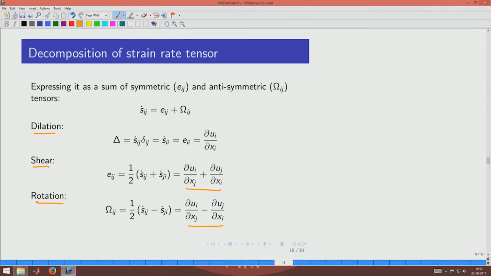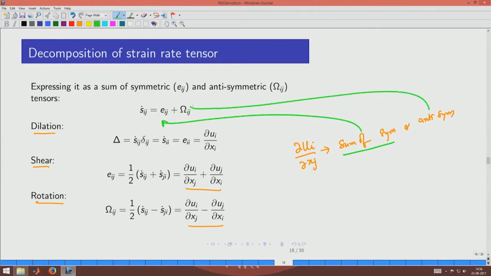Okay. So, now we see that we can actually write the generic quantity, ∂ui/∂xj, as a sum of symmetric and anti-symmetric components, and that is actually what we are trying to do. So, here the symmetric part we say is Eij, and the anti-symmetric is omega ij, and we see that the anti-symmetric part is related to the rotation, and the symmetric part is related to the dilation and shear. Okay. So, this is how the strain rate tensor is going to be decomposed.